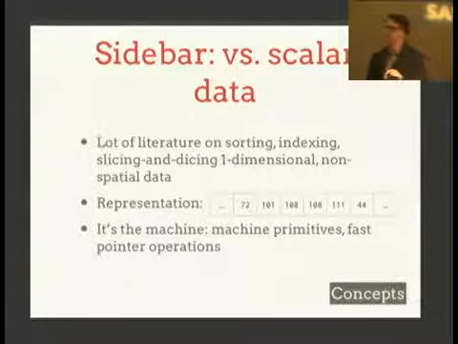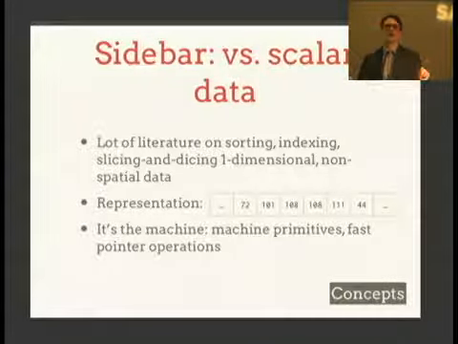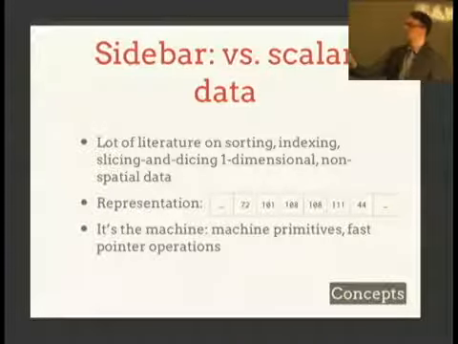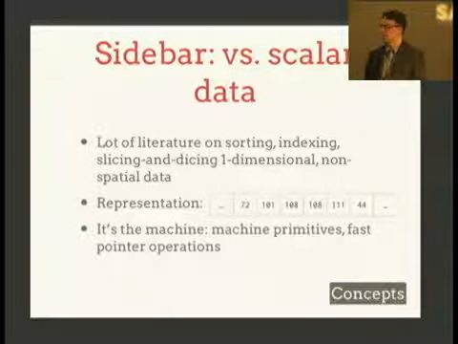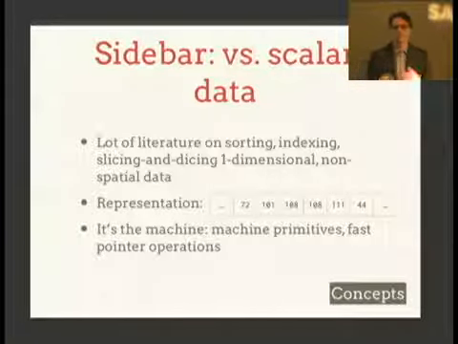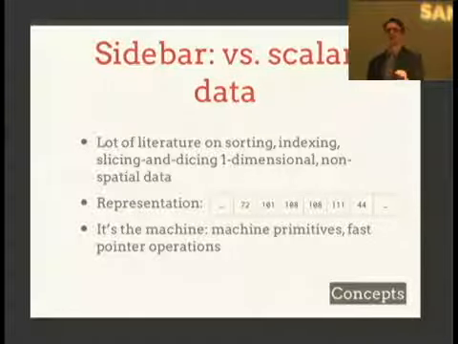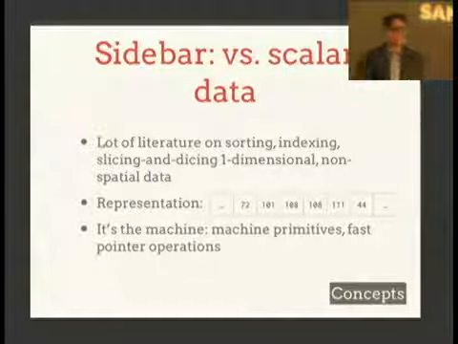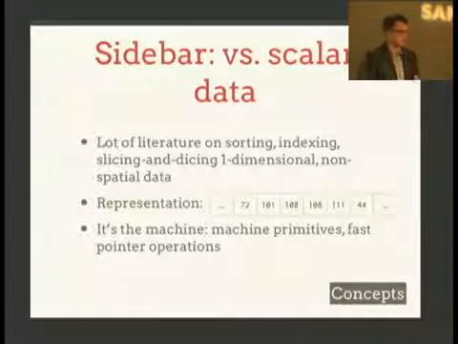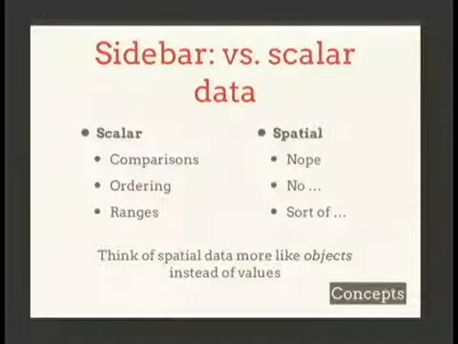And I think it gets to the fact that representationally, you've got this array of memory cells in a computer, and so you can have hello world encoded very straightforwardly, and everybody understands how to work with that and how to slice and dice it and order it and sort it. It's because we're working at the level of the machine there. We're working with machine primitive operations and fast pointer operations. So when you think of spatial data, you can't really do the same sort of things that you can do with non-spatial or scalar data.